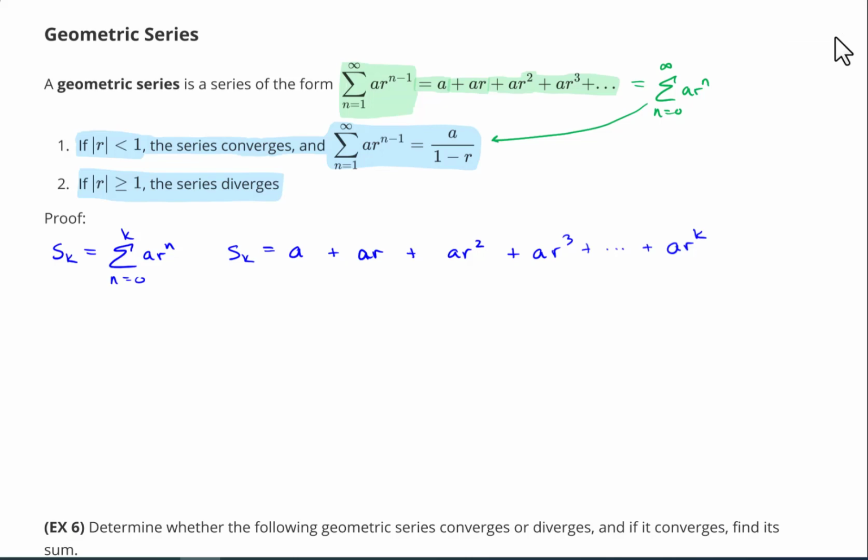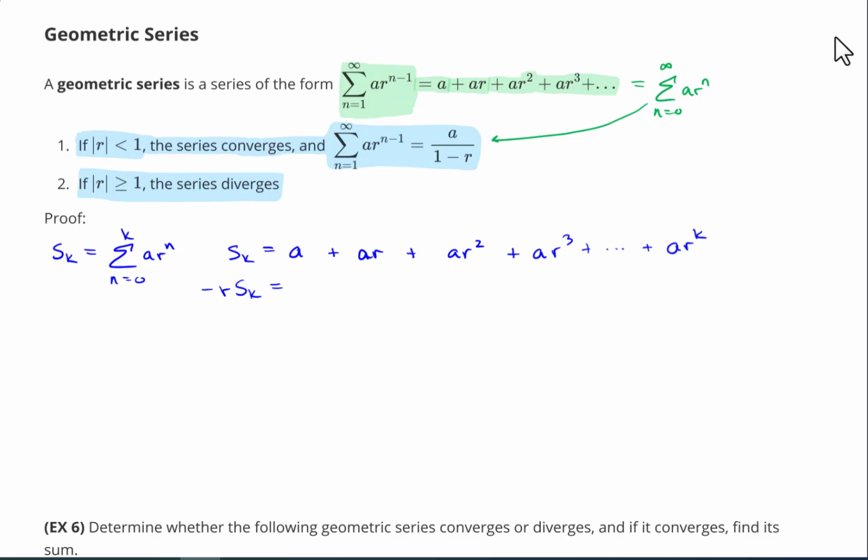Now, this next step is really just kind of a trick to get things to cancel, okay? But it's a worthwhile trick to use in this particular case. If I subtract r times s of k, here's what's happening. Each of these terms in s of k, so a times r squared, all of them get multiplied by an additional factor of r and get negated.